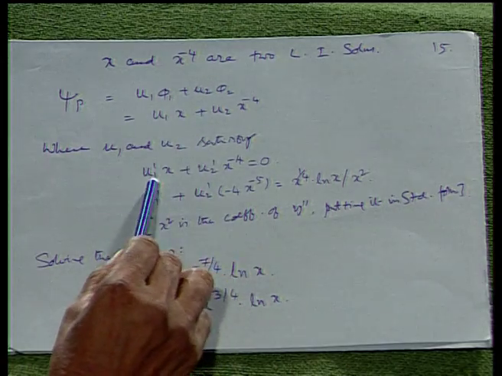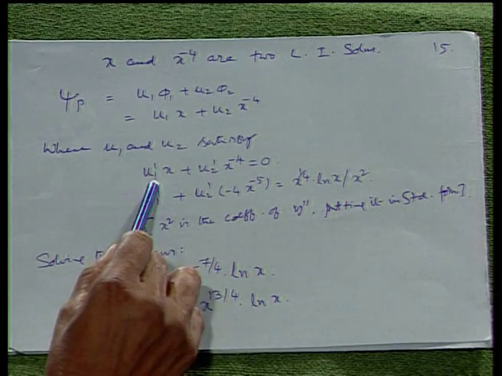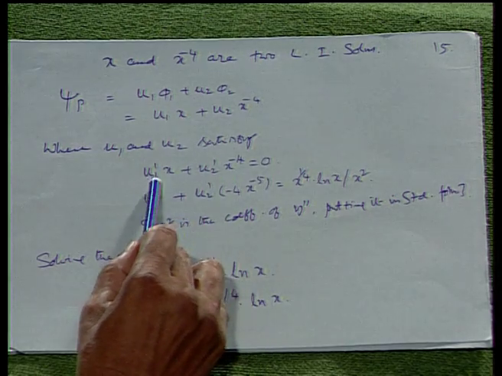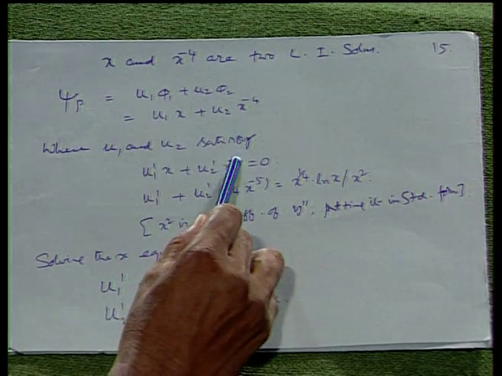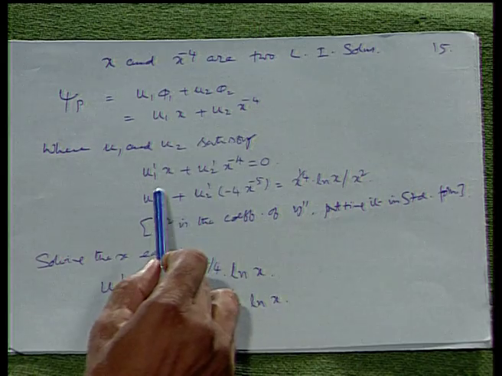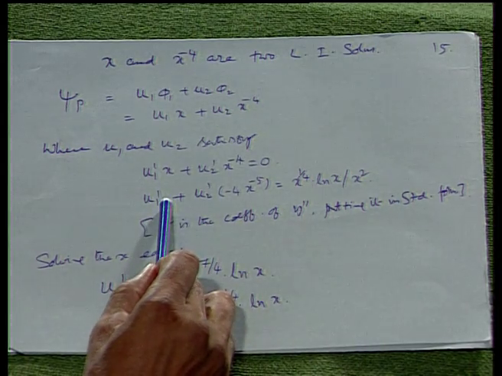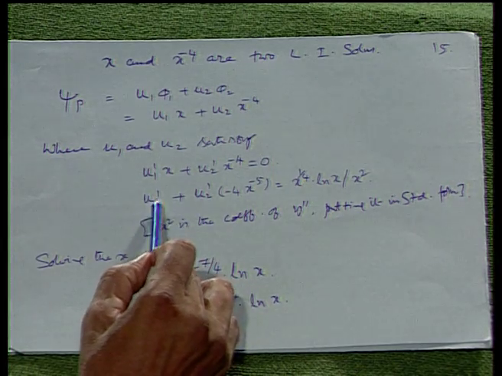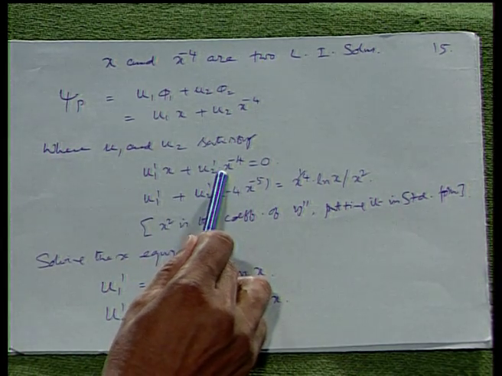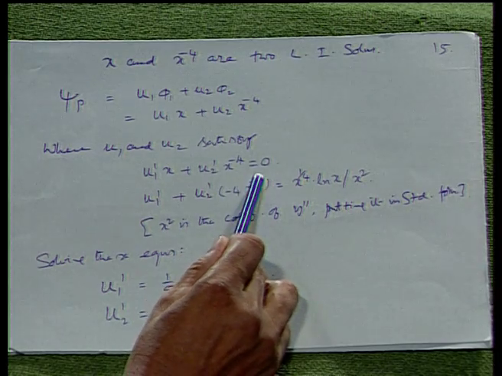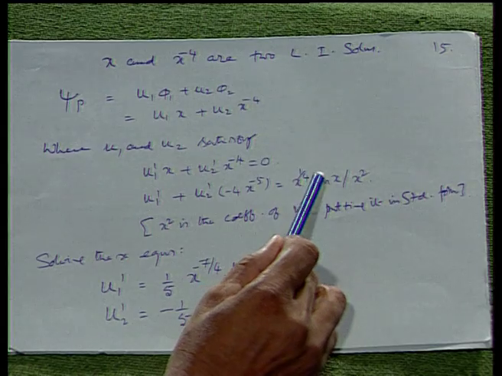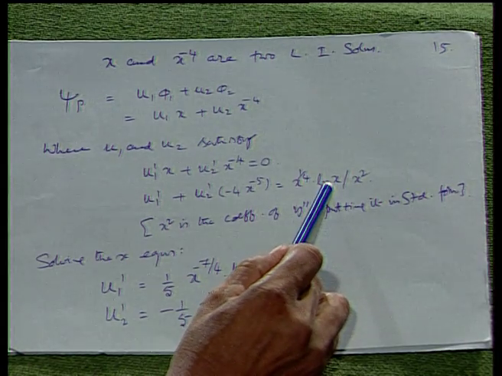We determine this u1 and u2 subject to these two equations, namely u1 dash phi 1 plus u2 dash phi 2, that is u1 dash x plus u2 dash x to the power of minus 4 is 0, and then u1 dash phi 1 dash, here phi 1 happens to be x, that is its derivative is 1, hence u1 dash plus u2 dash phi 2 dash, that is its derivative is minus 4 into x power minus 5, should be equal to bx. Here bx is x to the power of 1 by 4 ln x.